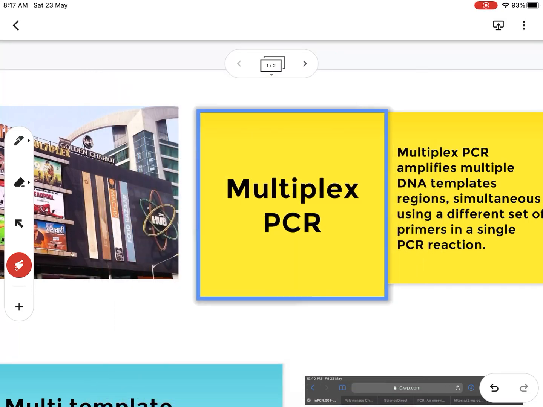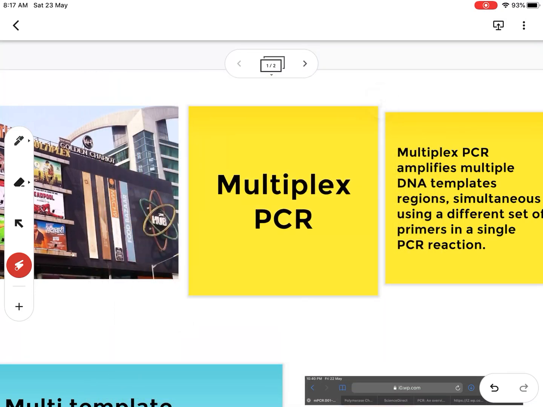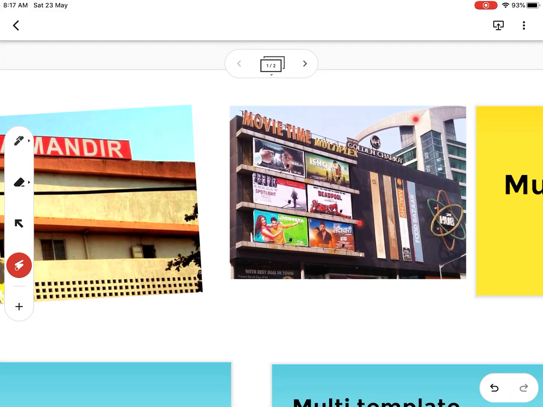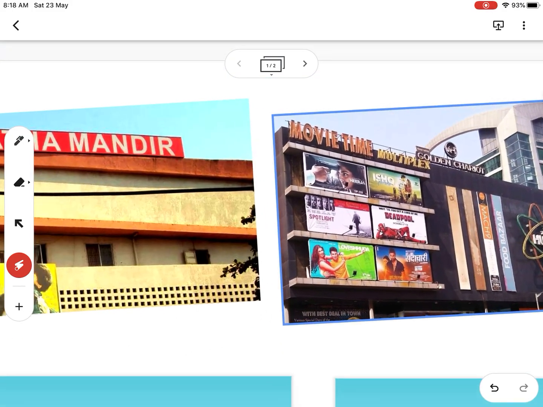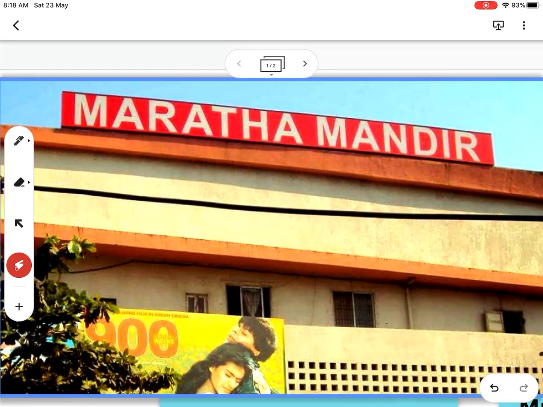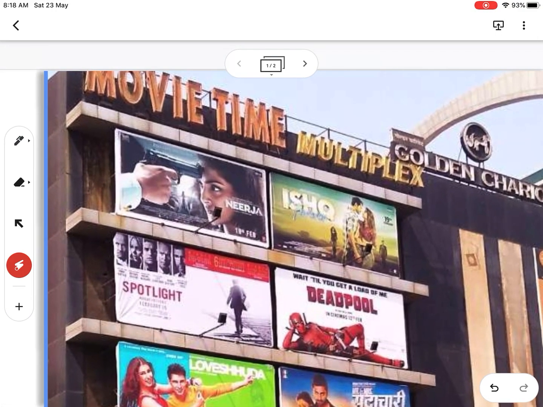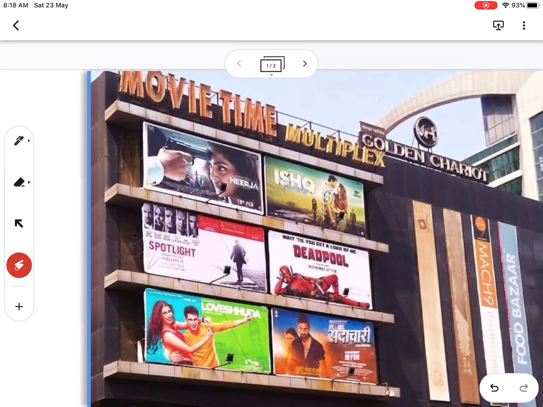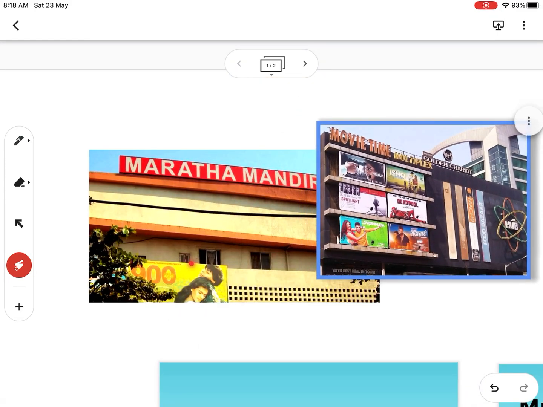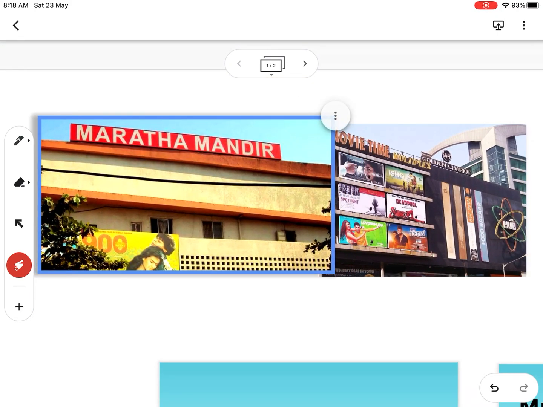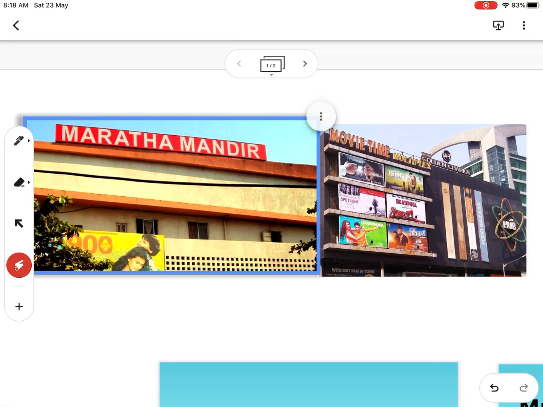Multiplex is a common word that we use for cinema theaters that screen more than one movie simultaneously. Initially, there used to be single screen theaters which were screening a single movie at one time, but now we have the multiplexes which can screen more than one movie at one time. So multiplex polymerase chain reaction is just like the multiplex movie theater. We can correlate these movie theaters with the thermocycler.